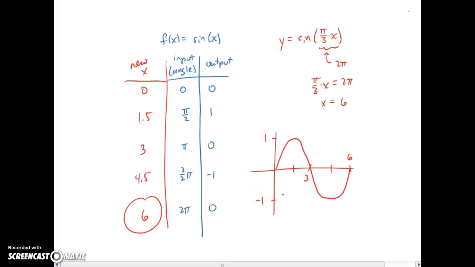So that's some basic transformation stuff. You've probably got a handout with some other problems to practice on, so give those a shot.